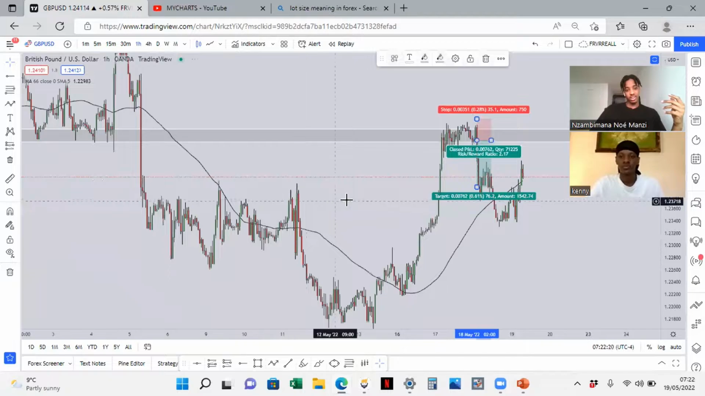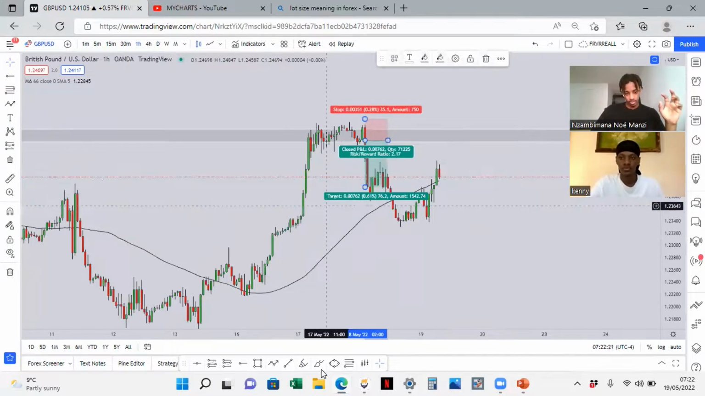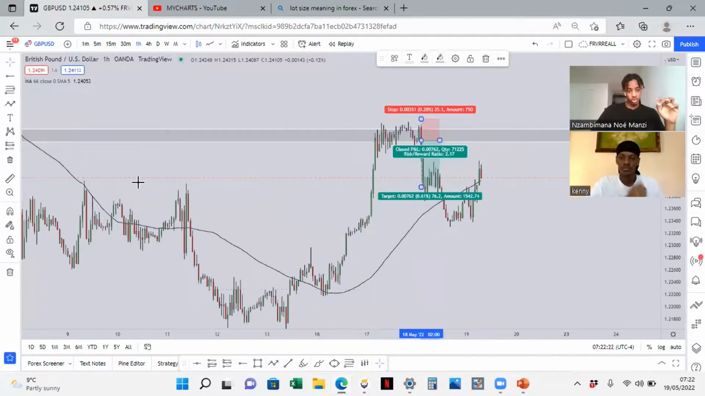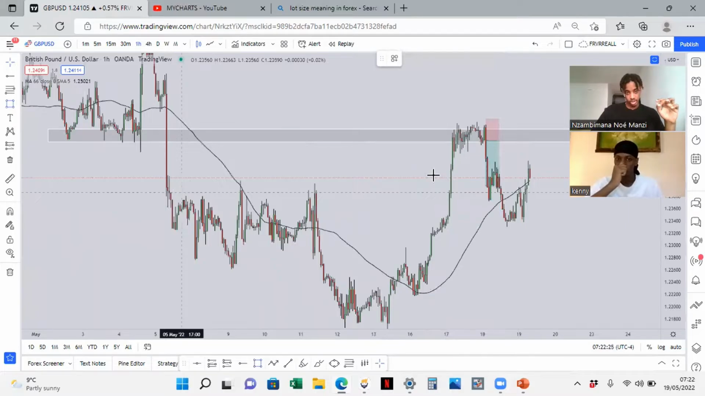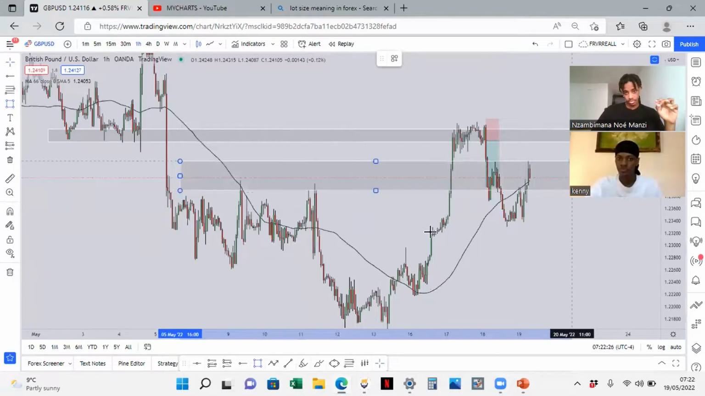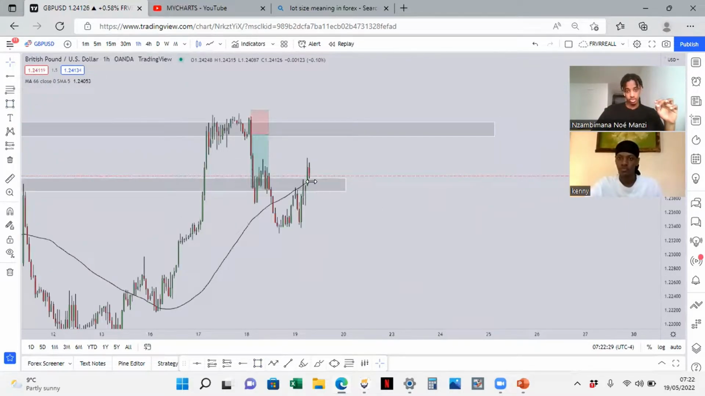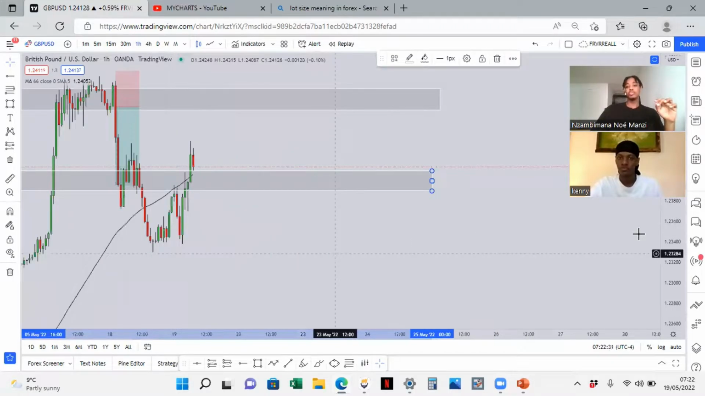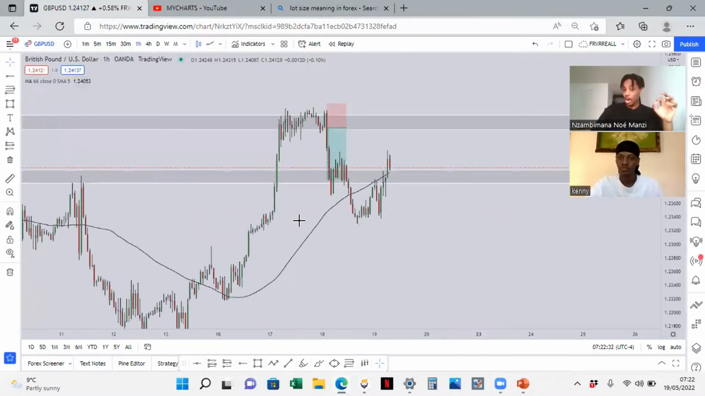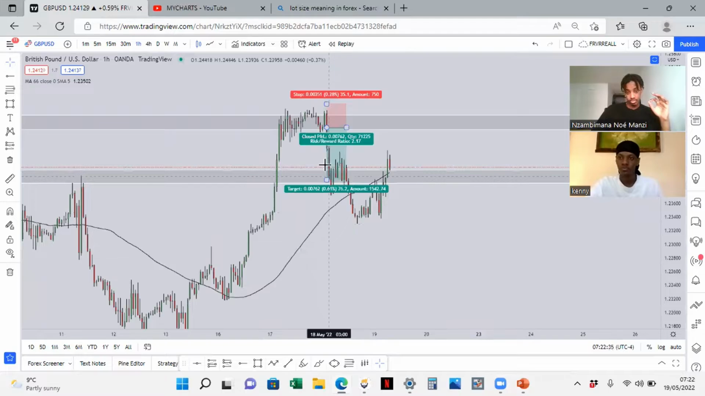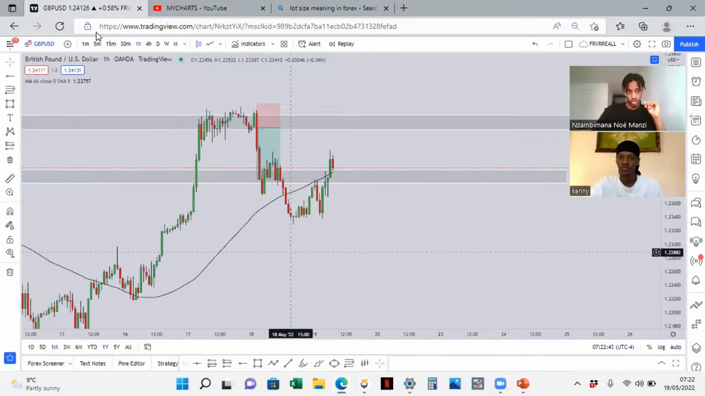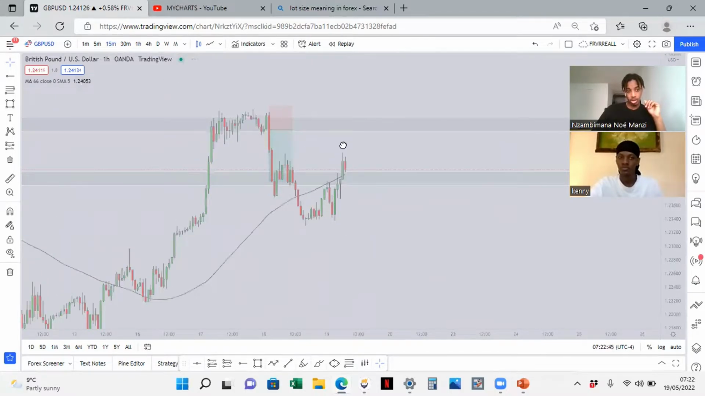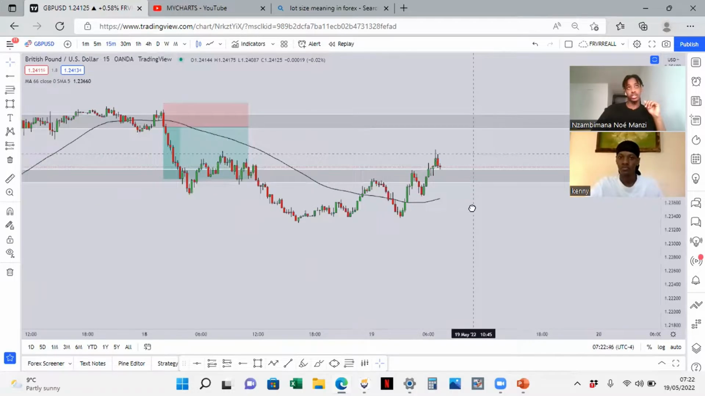So let's say, for example, here also you see that the resistance over here could now potentially become support, right? As far as you're concerned, when you enter this trade, these candles were not here. So there was only this 15-minute candle. After this engulfing, this is where you entered.